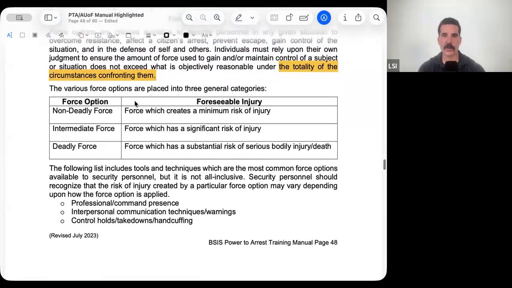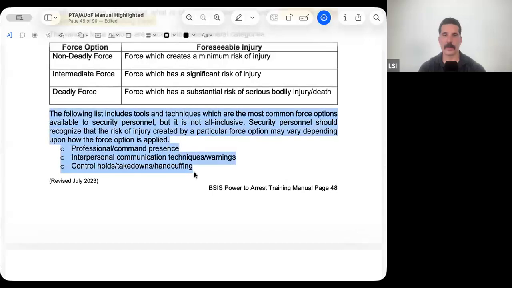All right, then it says the various force options are placed into three general categories. Non-deadly force, force which creates a minimum risk of injury. Intermediate force, force which has a significant risk of injury. And deadly force, force which has a substantial risk of serious bodily injury or death.